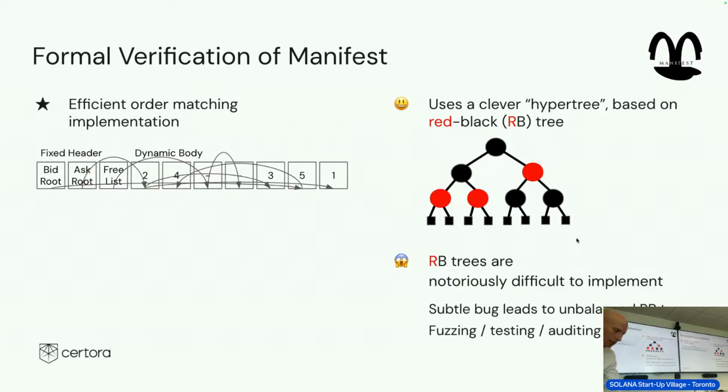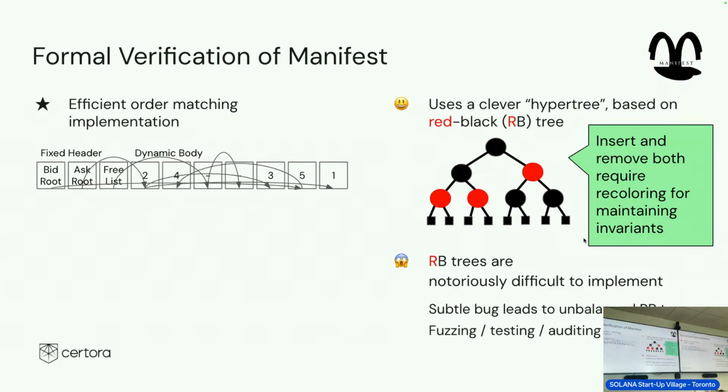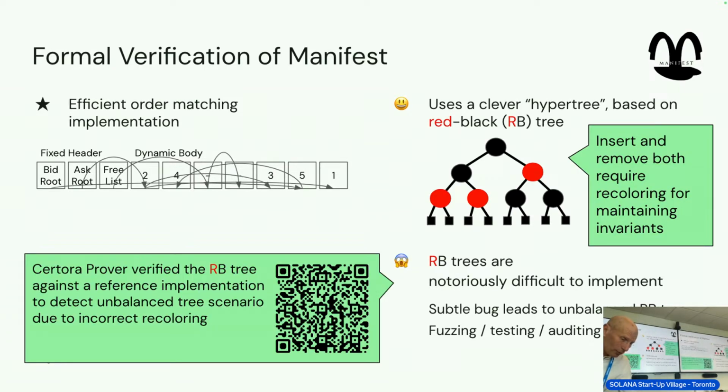So this is it. And you see this is a red black tree, so it requires rebalancing and sophisticated operations. We verified that. You can see all the properties, and we also detected bugs which were fixed by the team.